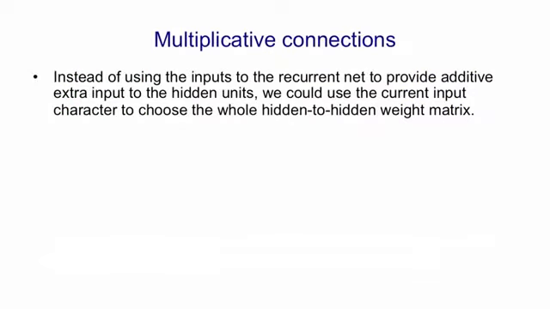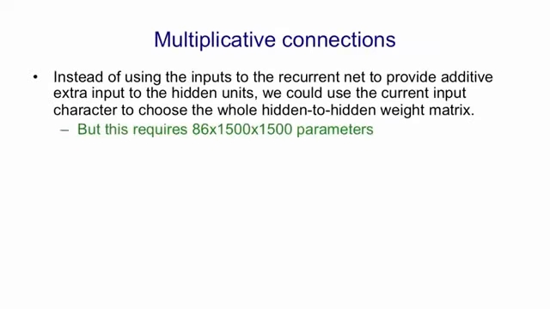So we're going to try and capture that by using multiplicative connections. Instead of using the character inputs to the recurrent net to give extra additive input to the hidden units, we're going to use those characters to swap in a whole hidden to hidden weight matrix. The character is going to determine the transition matrix.